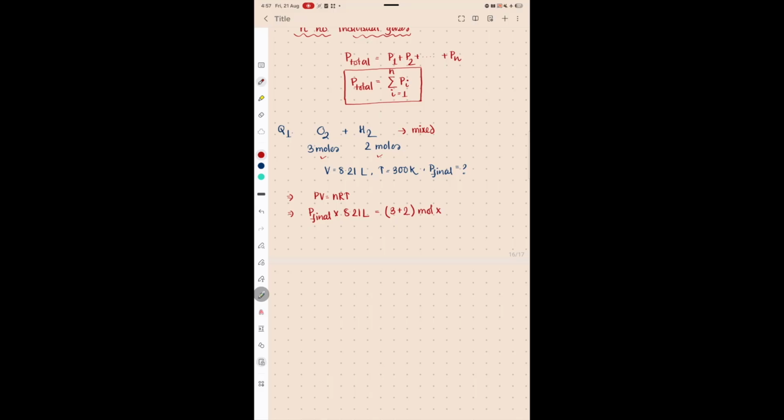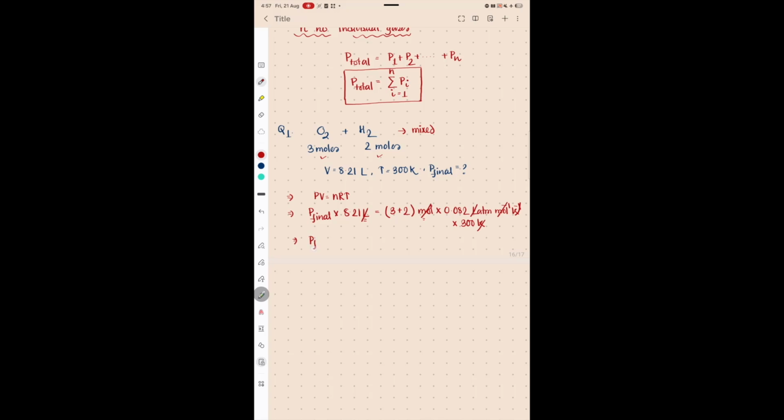Now here, tell me in which form is R used. I will use R in the unit of liter atm mole inverse Kelvin inverse, because here it is liter, here it is mole. In this form, the value is 0.082. And into the final temperature, how much? 300 Kelvin. So Kelvin cancels out, mole cancels out, liter cancels out.